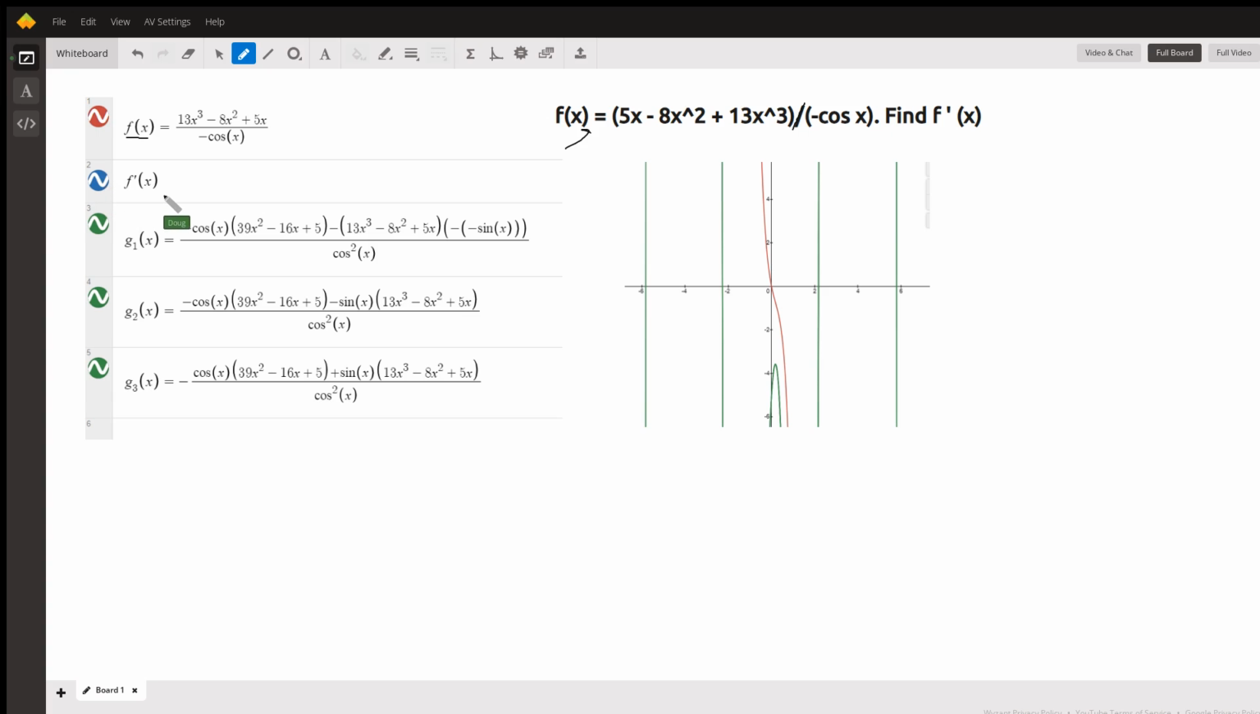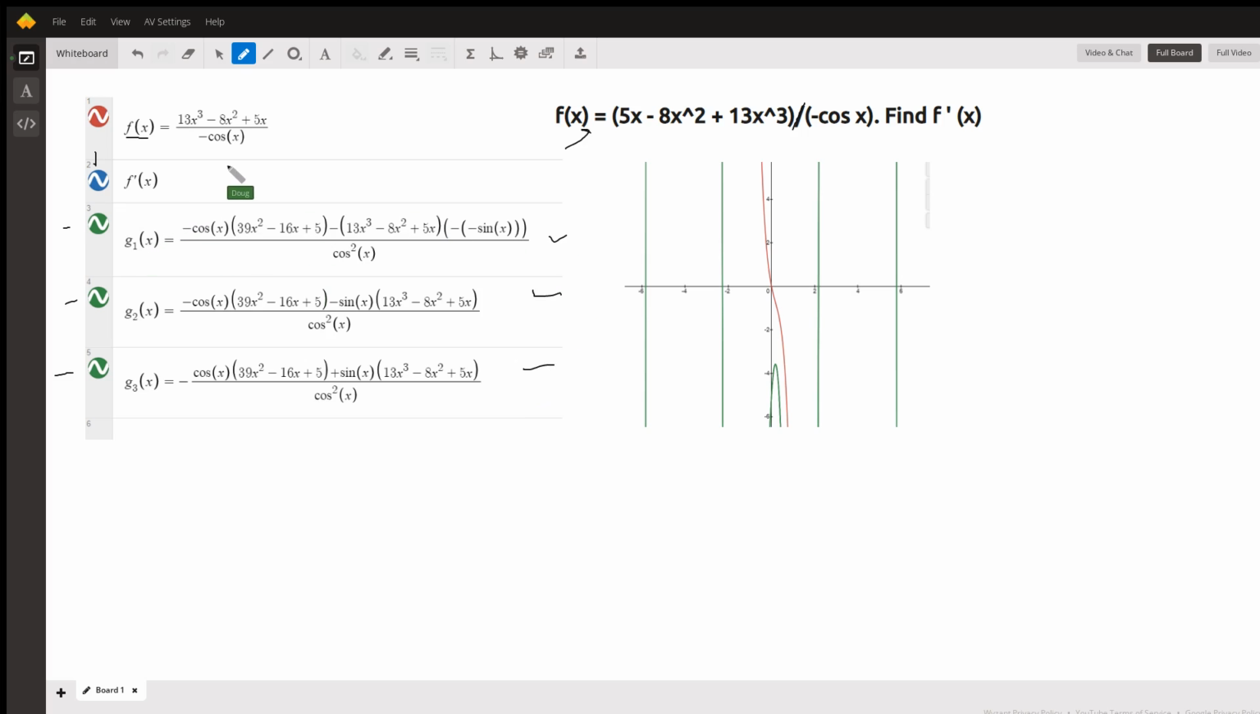F prime of x, this is on Desmos, will be this, well, it's blue here. Why is it not showing up? Well, it's not showing up because they also created these versions of the derivative using the quotient rule, and they all match up. So I'm confident that one of these three is the answer.